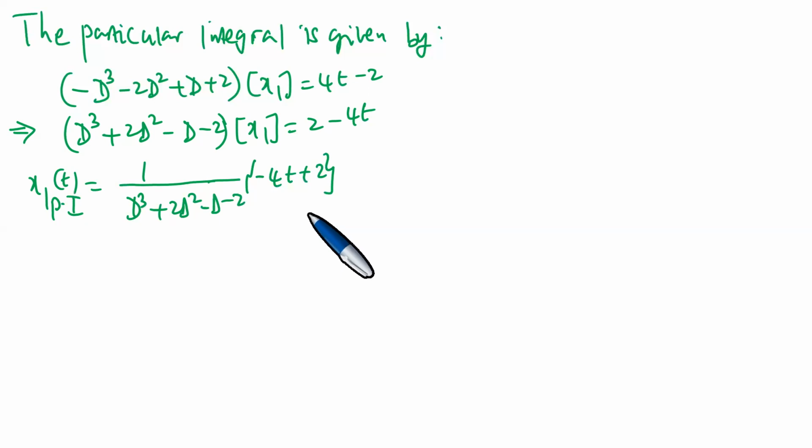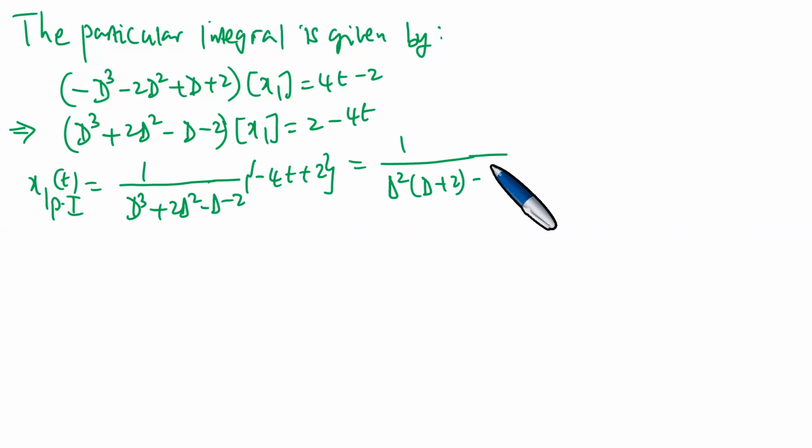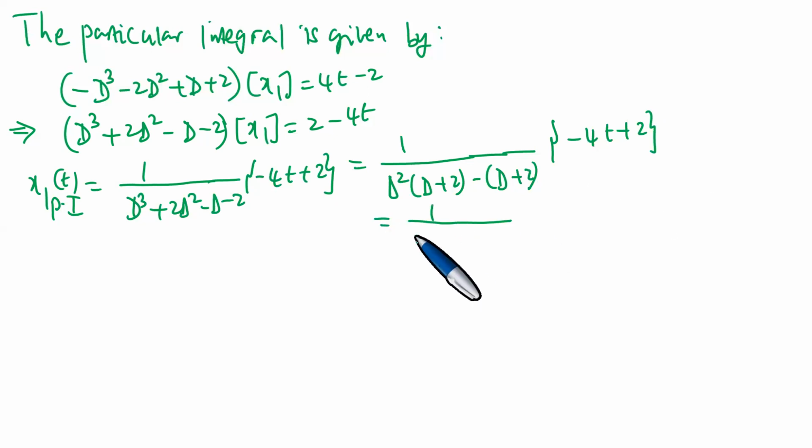At this point, this is easy to factorize, because you can see that you can pull out d squared to get d plus 2. Factor out negative 1, and you have this here, and this is the operator on minus 4t plus 2. In the denominator, you have d squared. So you have this one here.